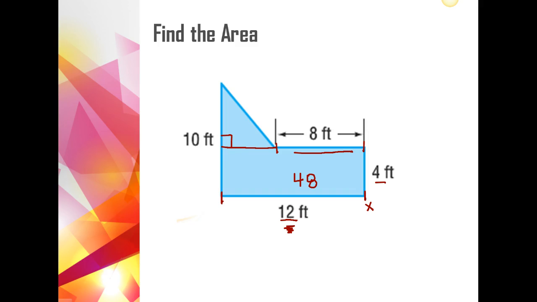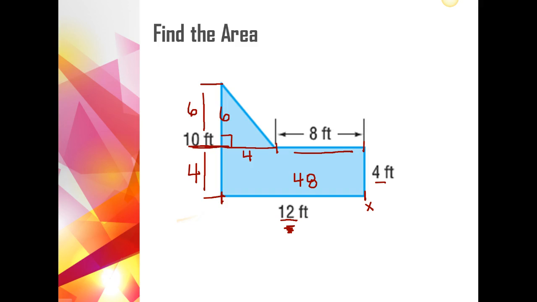This tells us that the base of our triangle is 4 feet. Next, we need the height. Be careful, the height of the triangle is not 10 feet. 10 feet is the height of the entire figure. The height of the rectangular portion of the figure is 4 feet. To find the height of the triangle, we'll subtract 4 from 10, which is 6 feet.